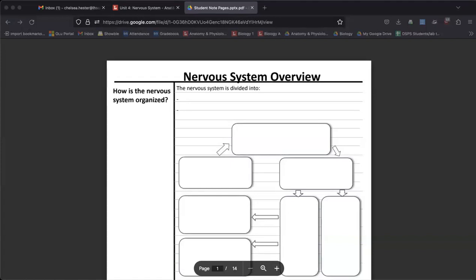It's important to note that the myelin sheath doesn't cover the entire nerve cell. It just covers the axon portion, which is the long part of the nerve cell. And the outer layer of the Schwann cell is called the neurolemma.